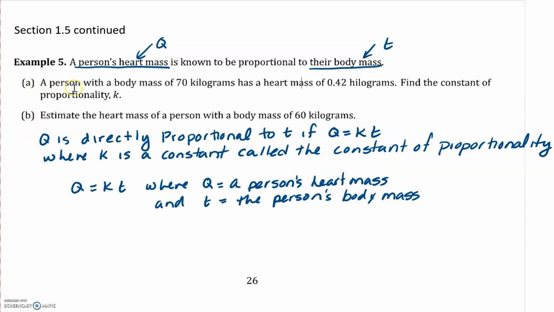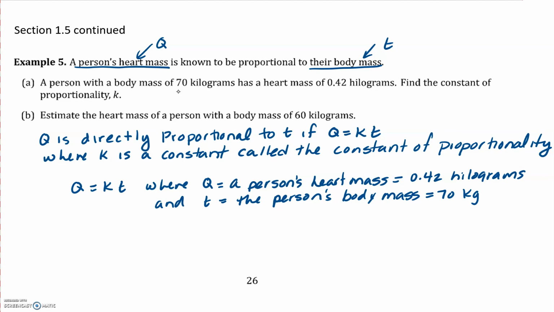So part A: a person with body mass 70, so that is their body mass, 70 kilograms. I say kg for kilograms. Has a heart mass of 0.42 kilograms. So we can go ahead and find the constant.